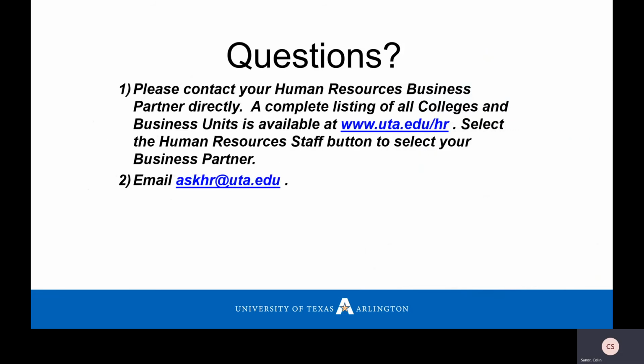Do you have any questions, either about completing the form or about the FFCRA in general? Then please contact your HR business partner directly. A complete listing of all colleges and business units is available at the HR website. Select the HR staff button in order to search for your business partner, or email us at askhr@uta.edu.